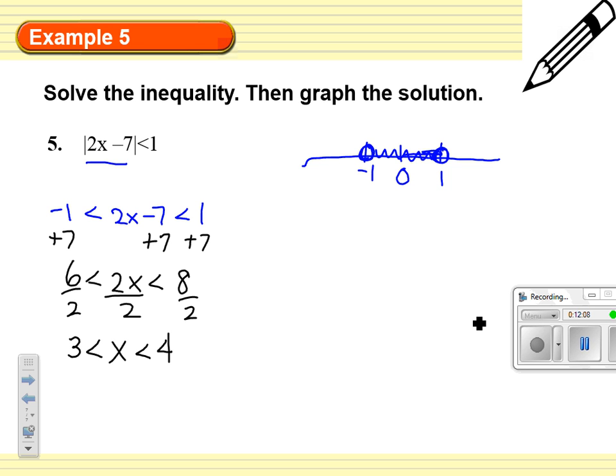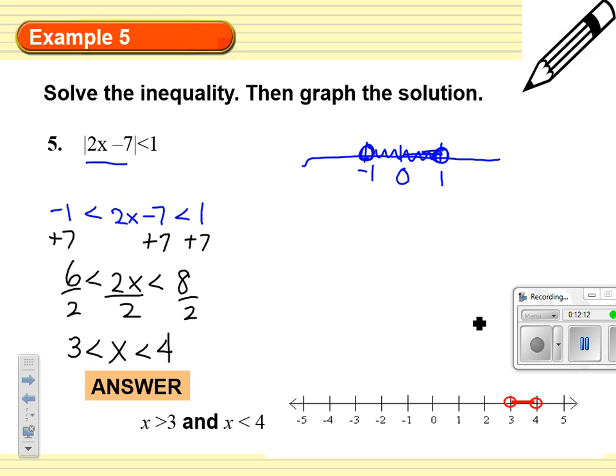So then what would that graph look like? This is what the solutions of that graph would look like. The values would be open circle at 3, open circle at 4, and everything in between. And you should write down the graph with your solutions so that you can see what that graph looks like and you have an example.